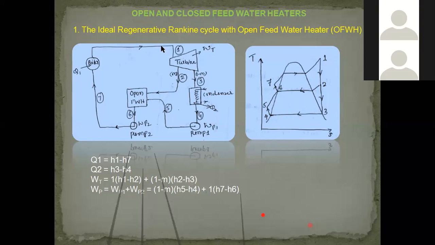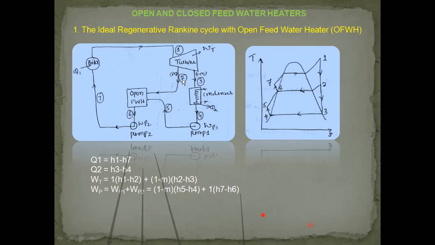So this is all about the ideal regenerative Rankine cycle with open feed water heater. Open in the sense both these streams get mixed. Condition at 2 and 5, superheated steam and liquid water gets mixed, and it comes out as 6.